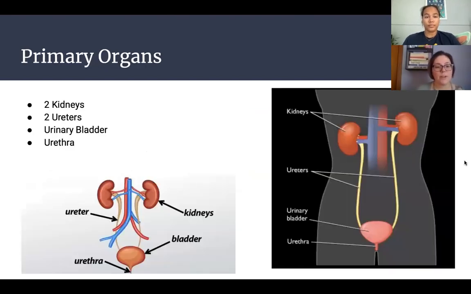And then the primary organs of this system include our two kidneys, our two ureters, the urinary bladder, and then the urethra, which you can see in these two visuals.